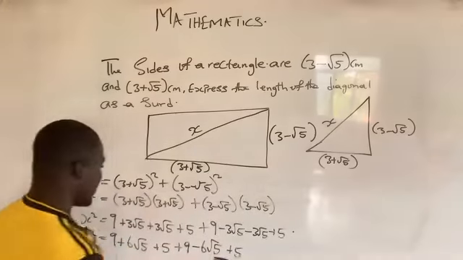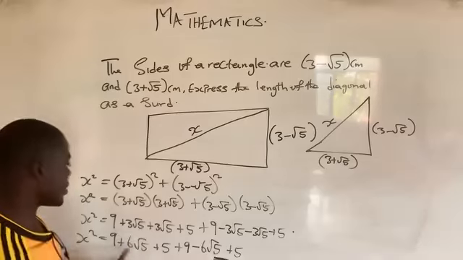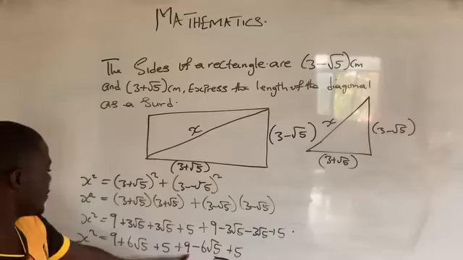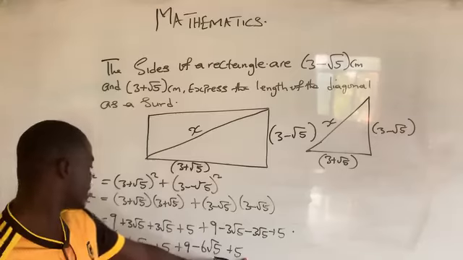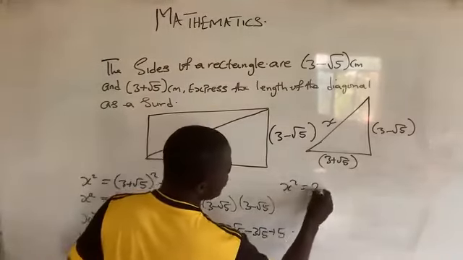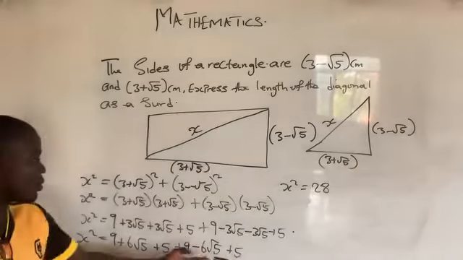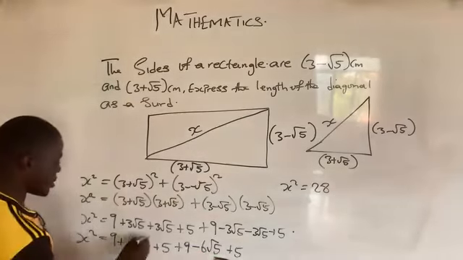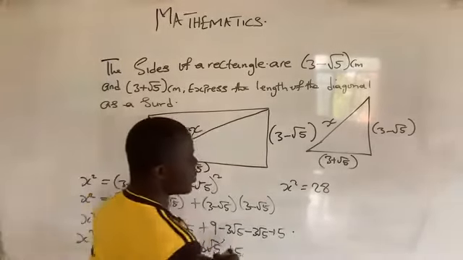9 plus 9 gives 18, 18 plus 5 gives 23, and 23 plus 5 gives 28. So x squared equals 28. All the root terms cancel: 6 root 5 minus 6 root 5 is out. So we are left with x squared equals 28.